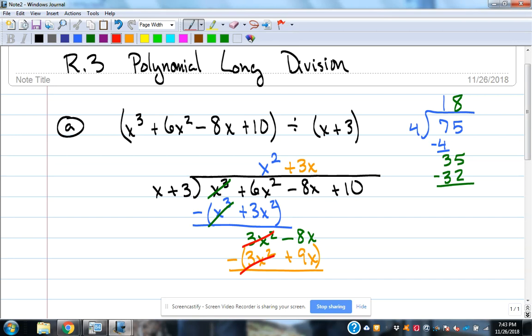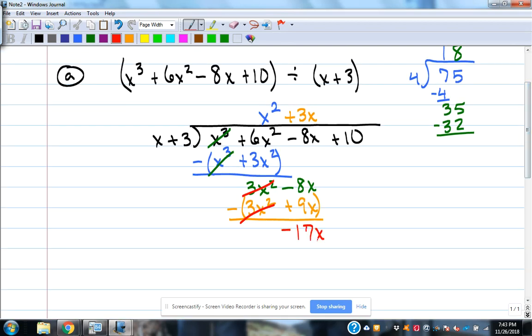So, now, what's negative 8x minus 9x? I'm subtracting: negative 8x minus positive 9x. Negative 8 minus 9 is negative 17. And then I bring down the plus 10.